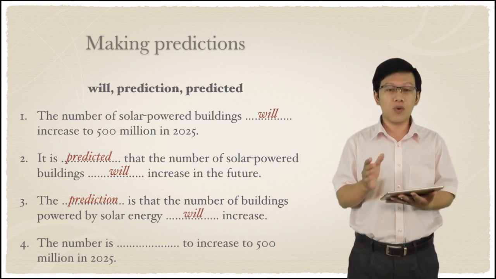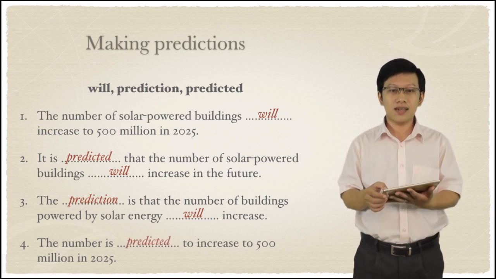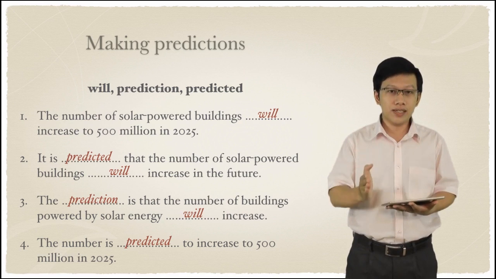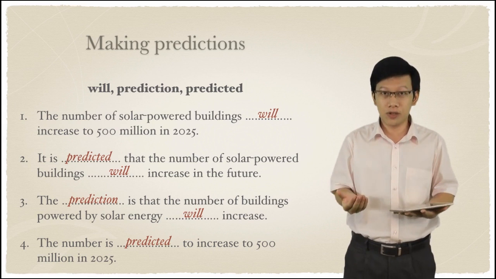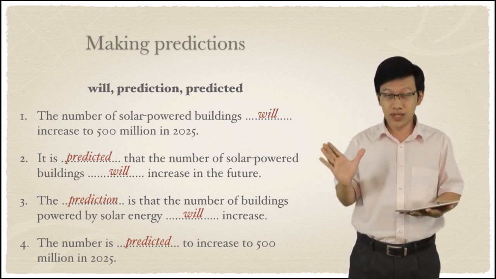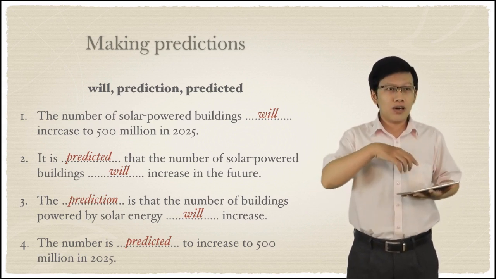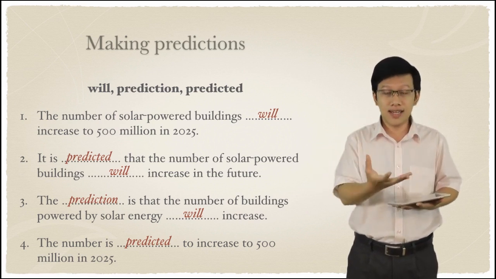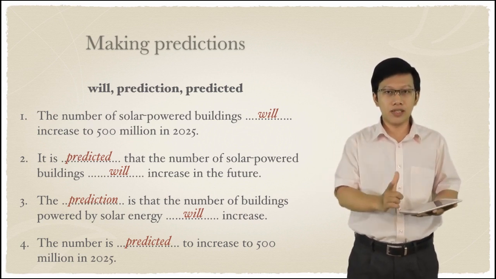Well, I think it's going to be will increase, right? The number is predicted to increase to 500. So you see, will, predicted, and prediction. These words are the most basic when you're trying to make prediction. You can say in the future it will, or it is predicted to increase. That means people predicted it will increase. The iPad sales are predicted to increase in the next 50 years. Or the prediction is that iPad sales are going to fall. Well, prediction, predicted, and will.